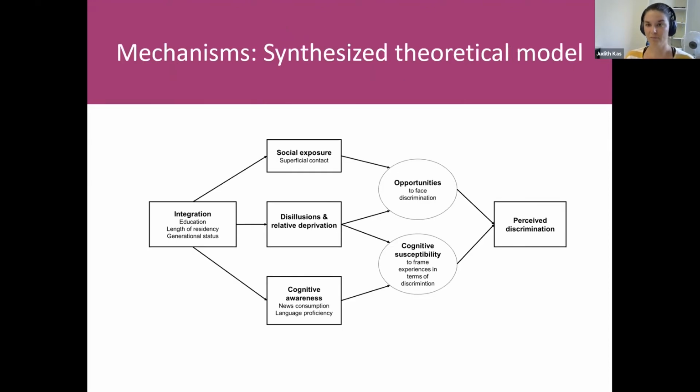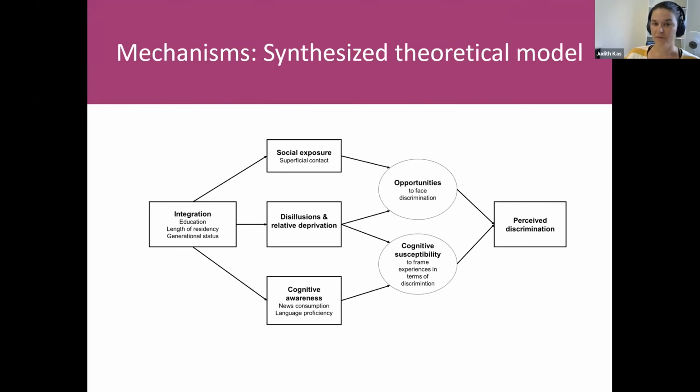So together, this is our theoretical model. We made this model based on all the articles that are also in the meta-analysis. These are the main three mechanisms that we identified. Integration affects perceived discrimination through social exposure, disillusion and relative deprivation, and cognitive awareness. And it affects both the opportunities to be discriminated and people's susceptibility to frame it as such.